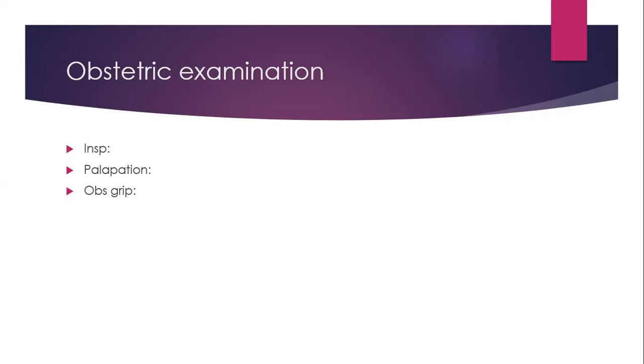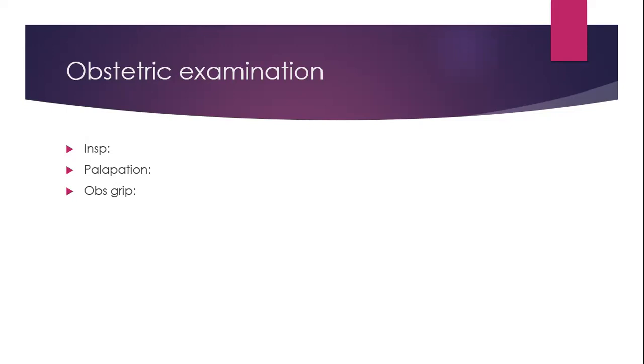So first, when we inspect, we'll inspect the skin, whether there is linea nigra present, striae gravidarum present, any fundal notching, and the lie of the baby. Okay. In palpation, we'll do the height.